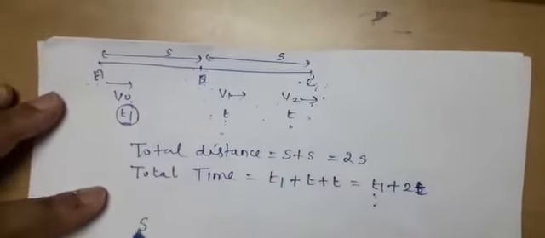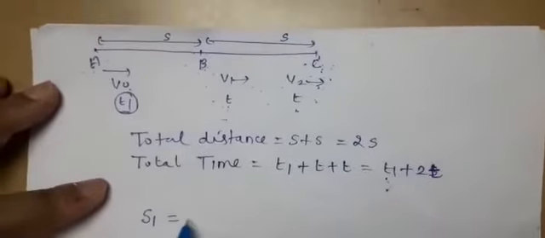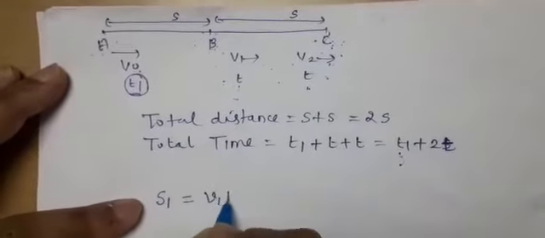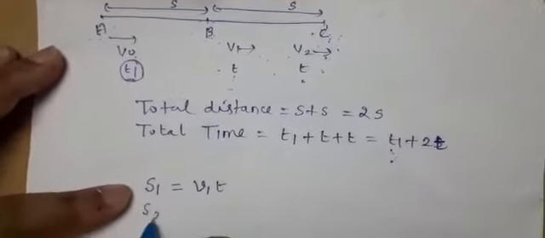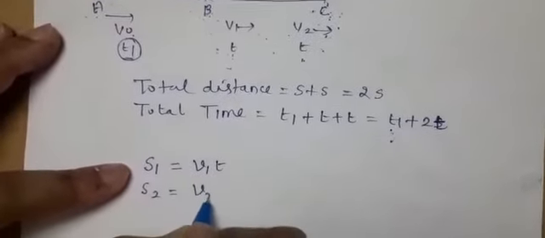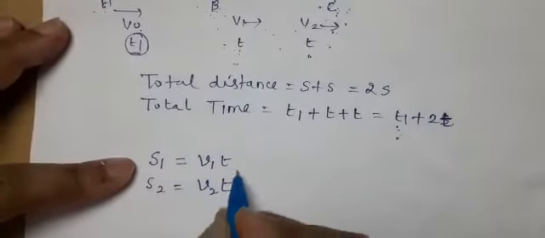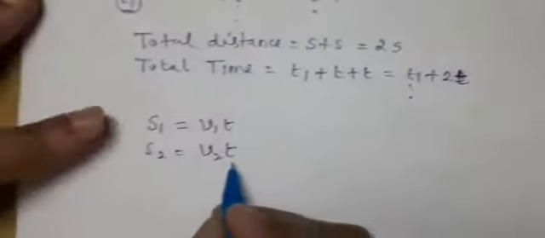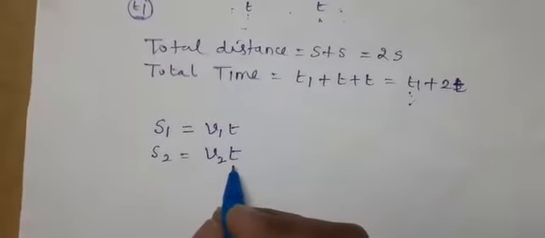So let S1 be the distance covered with velocity v1. So S1 distance will be v1 into t. Similarly, S2 distance will be covered with velocity v2 within a time t. So distances S1 and S2 we have calculated like this.